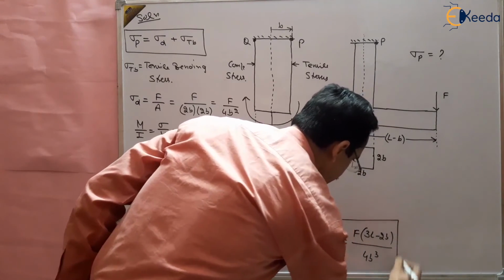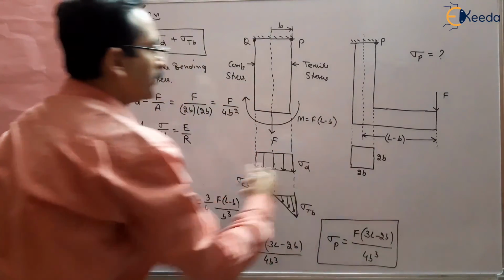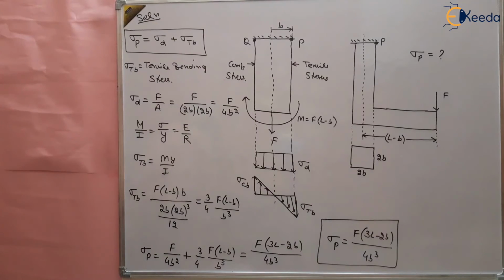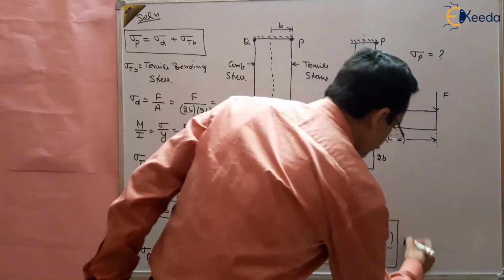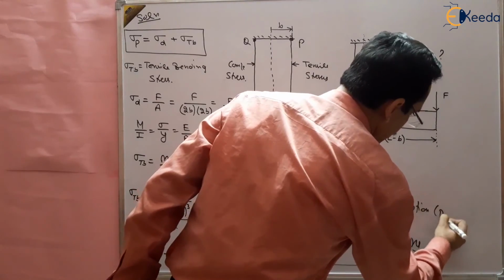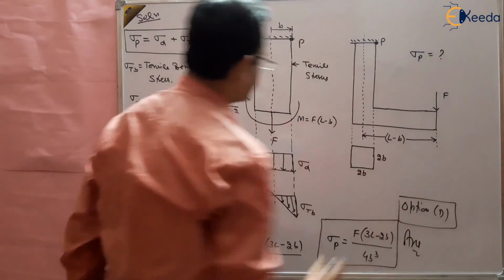So this is the answer of this question. The direct stress at point P is given by this equation, right? This is option number D. So this is the answer and this is option D.